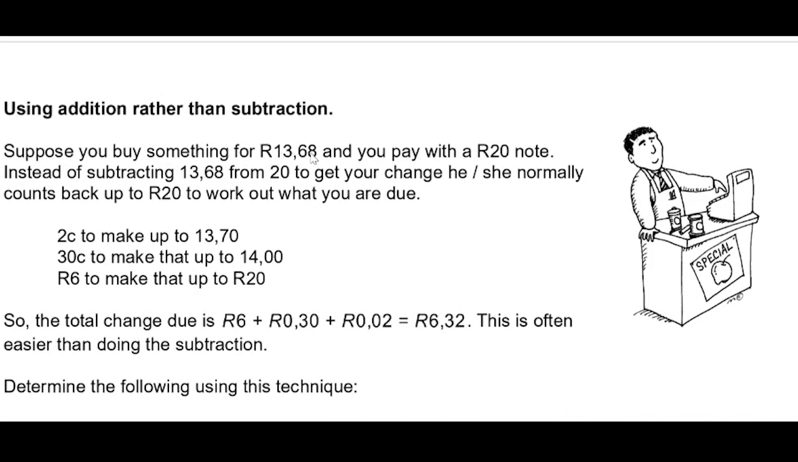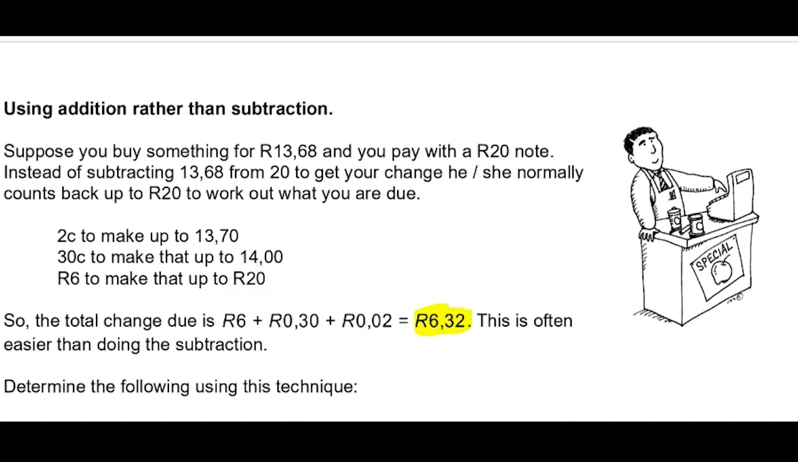Suppose you pay 13 Rand 68 for something and you pay with a 20 Rand note. In fact, what the person behind the counter does, they don't calculate the change. They actually just add back up. So, for example, they will need to give you a 2-cent piece to make you up to 13 Rand 70. Then they will need to give you 30 cents to make it up to 14 Rand. And then they'll need to give you 6 Rand to make that up to 20 Rand. So all those bits add up to the difference. So in fact, 20 Rand minus 13 Rand 68 is actually 6 Rand 32.